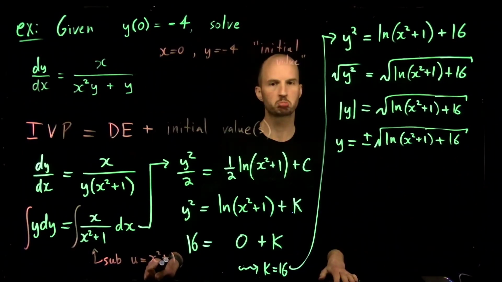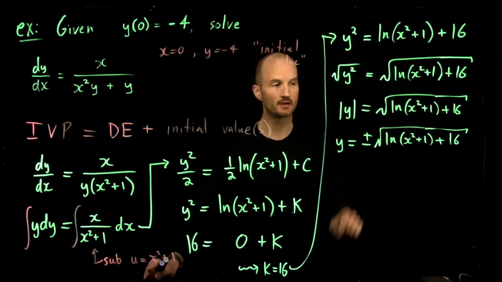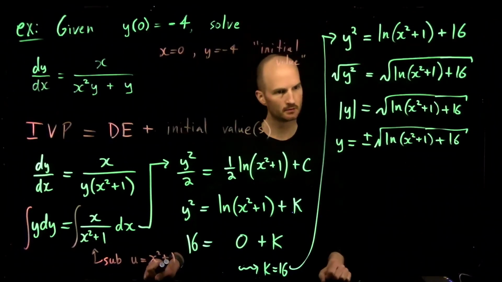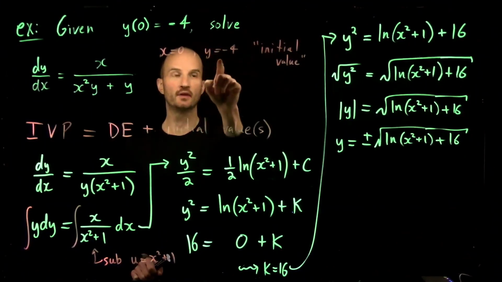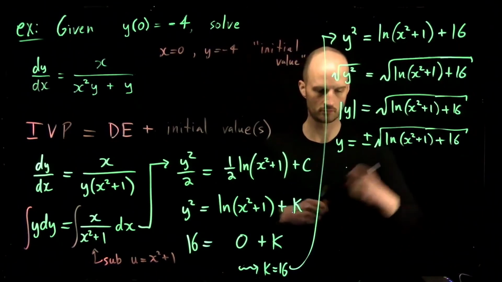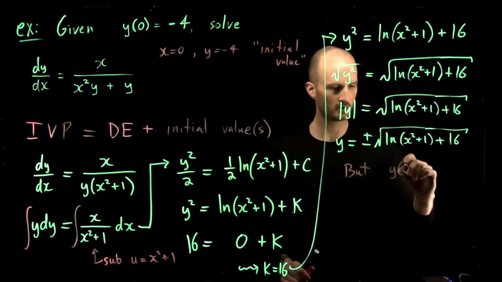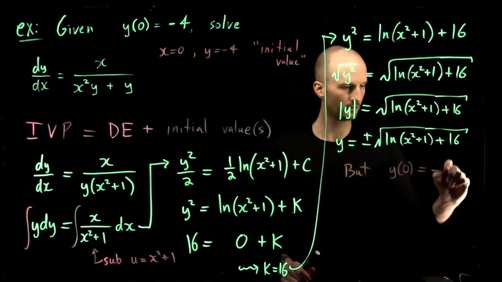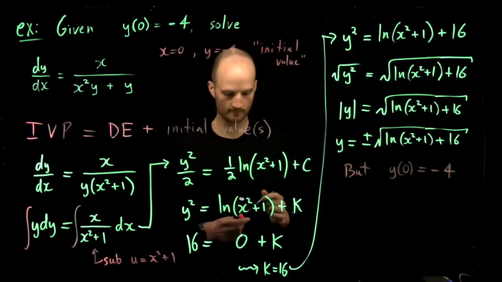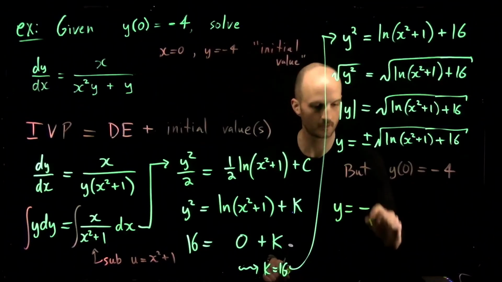Are we done? Not quite. We can actually choose, and we must choose, the plus or the minus. There are two functions given here, but we know that when x is 0, y is negative 4. So y of 0 is negative 4. That means we have to take the negative.